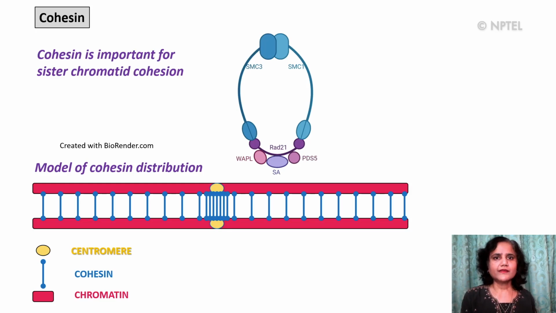Cohesin is another SMC complex which is important for sister chromatid cohesion or pairing. It has SMC1, SMC3 and other non-SMC subunits, RAD21 and SCC3, also known as SA1 here, and it also associates with other regulatory proteins. It binds chromosomes periodically at intervals of a few kilobases at specific sites.